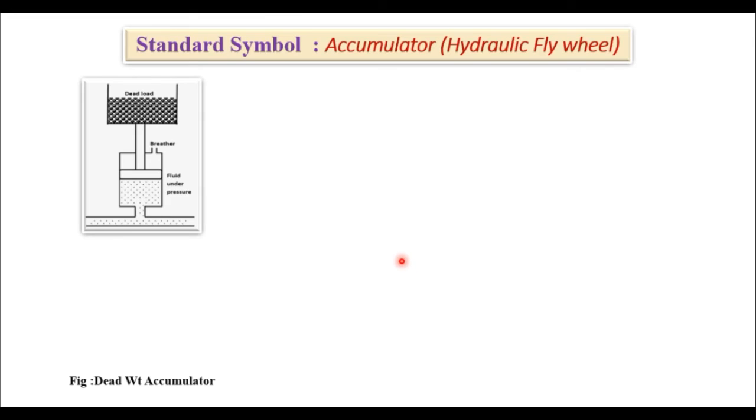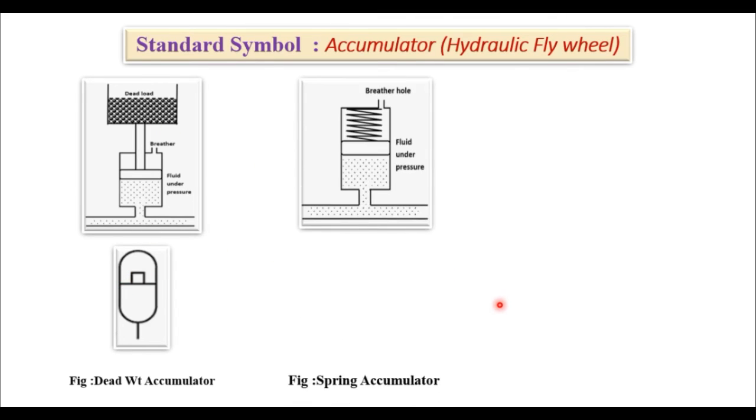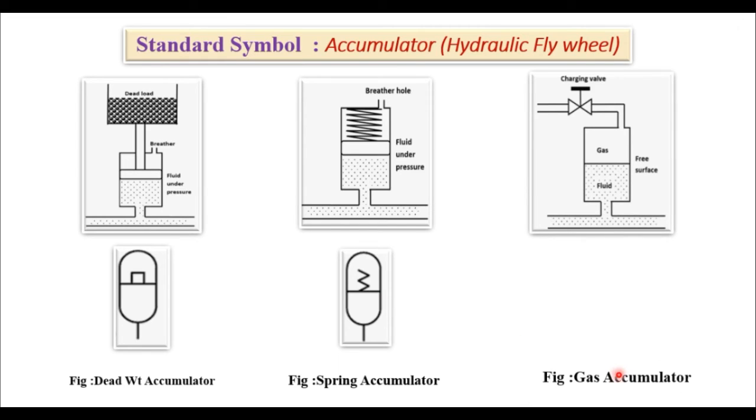Then the accumulator, also known as a hydraulic flywheel. The deadweight type accumulator, this is the symbol. This square represents a deadweight. Then the spring accumulator, where a spring is applied and the force creates potential energy. Then the gas accumulator, with the empty triangle meaning pneumatic gas. So: deadweight type, spring accumulator, gas accumulator.